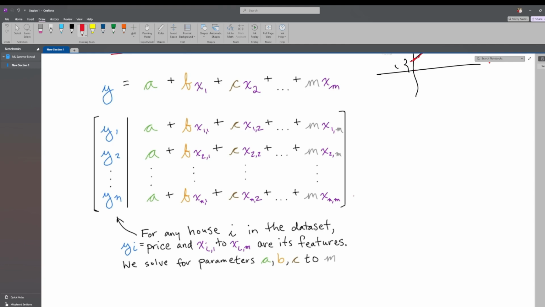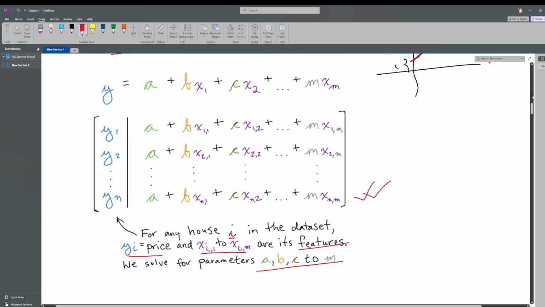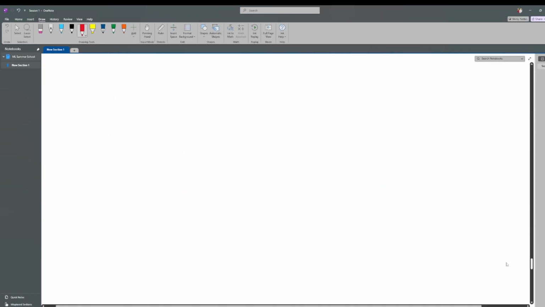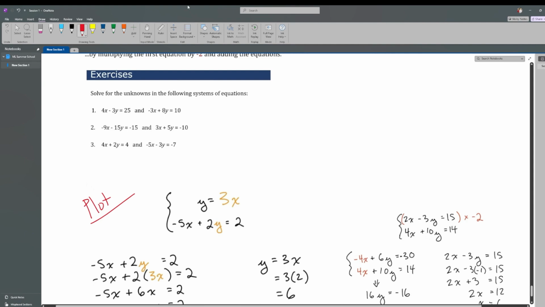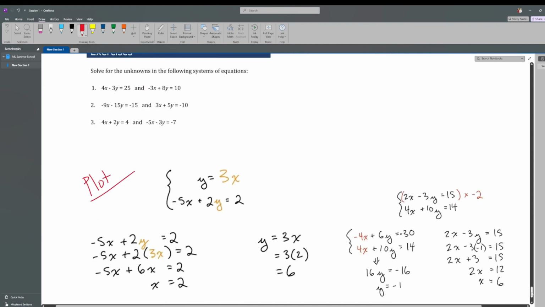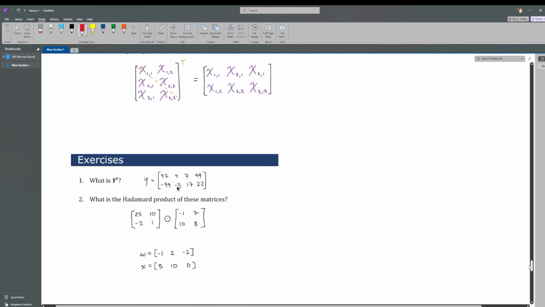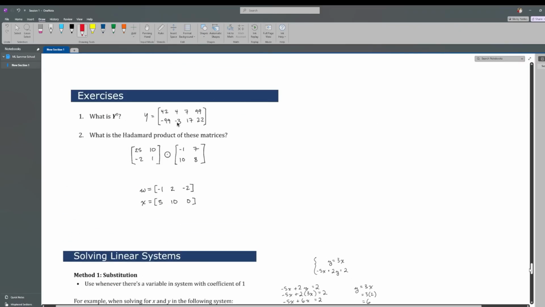We'll learn about matrices and so on later. For any house i in the data set, yi should be the price, and xi1 through xim are its features, and we solve for the parameters. These are the things we'll learn later on, but let's keep it for a while. Let me go to the end of the slide just for a moment, so that we can talk about some solutions, linear algebra. I believe this is an important exercise.